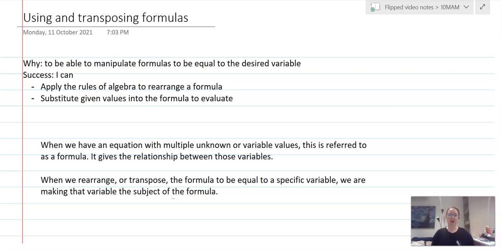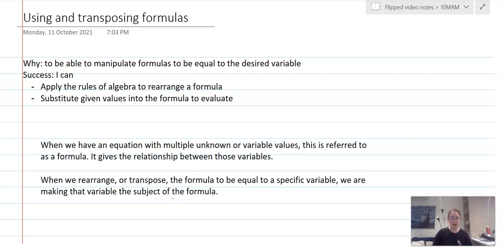Our success criteria here is we want to be able to apply the rules of algebra to rearrange that formula and to substitute given values into a formula in order to evaluate for whatever variable it is we're looking for. Now, a formula is effectively an equation that has multiple variables or multiple unknown values, and it's going to give us the relationship between those variables.